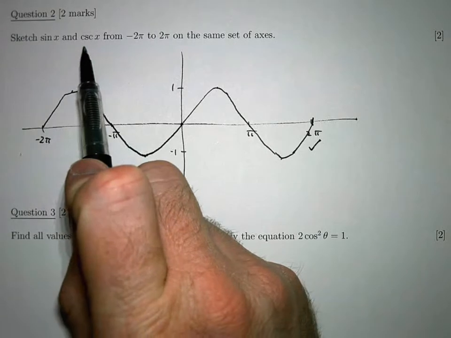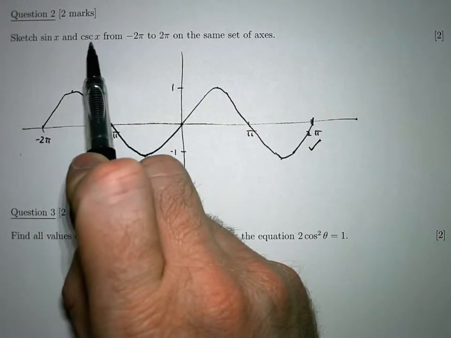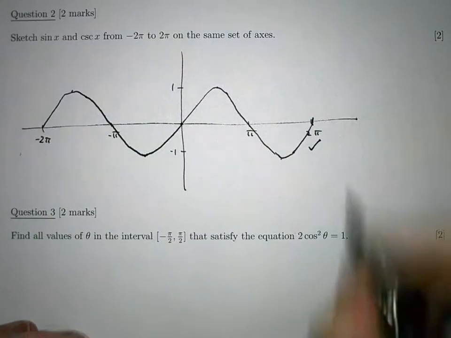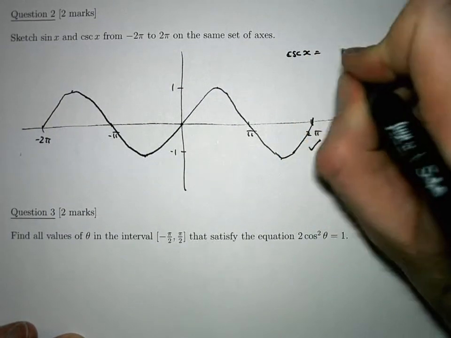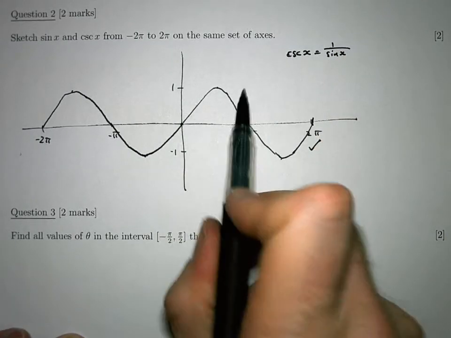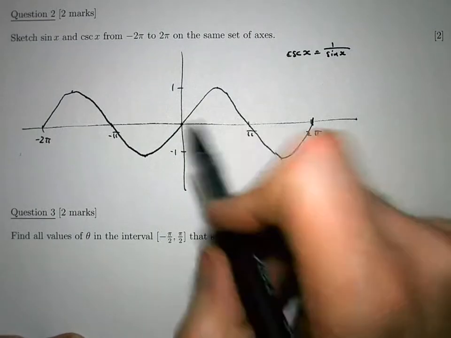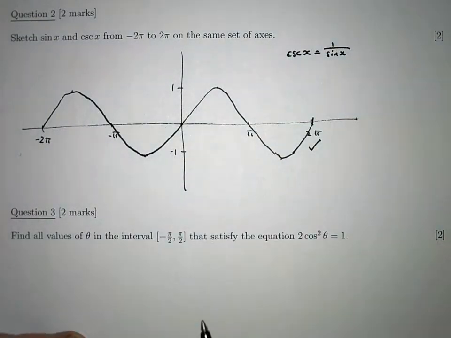A lot of you drew beautiful cos x graphs as your second one, but of course we're not looking for cos, we're looking for cosec. Now, the important thing here to remember is that cosec x is equal to 1 over sine of x. And we've already asked you to draw sine, so what you could do is just take each of those values and put 1 over them and kind of work out your cosec graph from that.